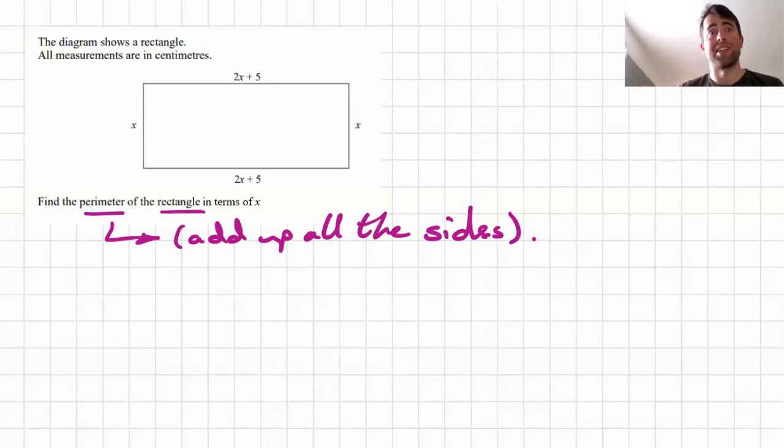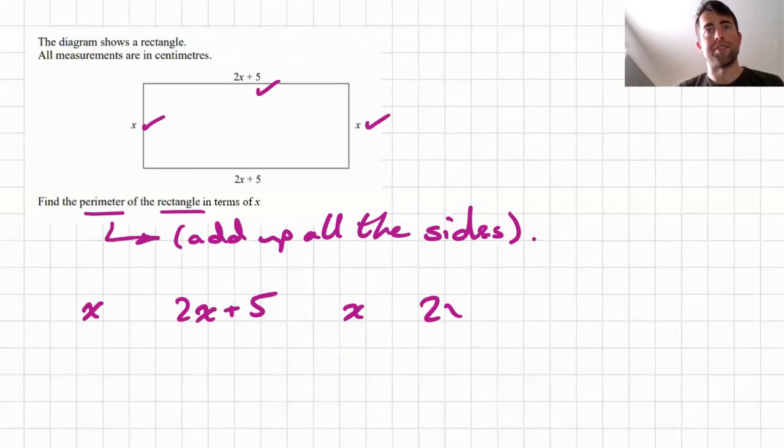So let's add up all the sides. The sides are x, 2x add 5, x, 2x add 5, and we find the perimeter by adding them together. Definitely a mark. We've got a mark there because we were brave in writing it down.